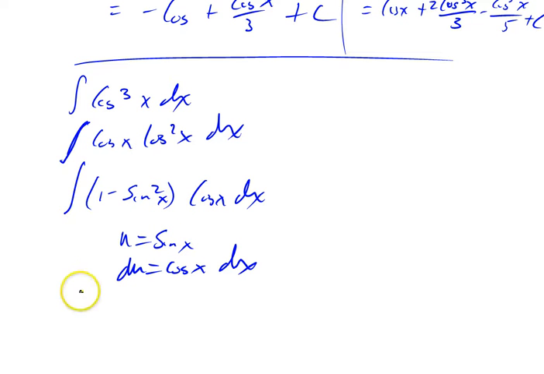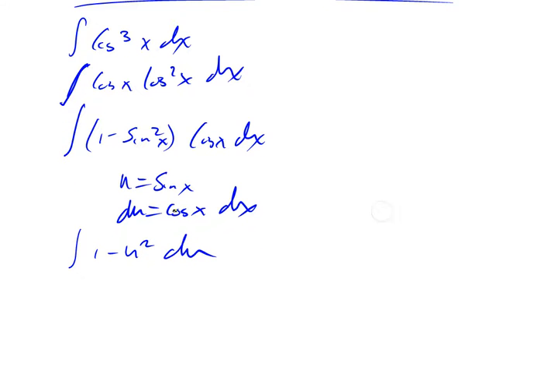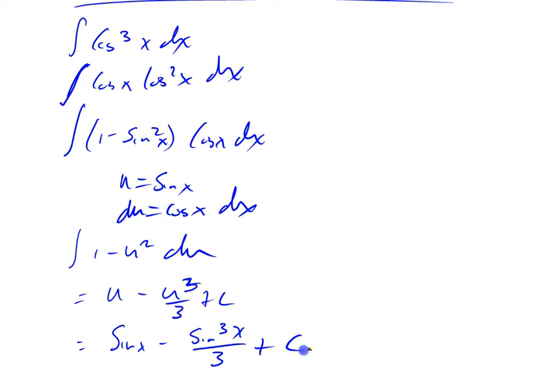Right? Anyway, I've got the integral of 1 minus u squared du. This one's even nicer because you don't have the minus sign floating around there. Anyway, this is u minus u cubed over 3 plus a constant. U was sine x, so sine x minus sine cubed x over 3 plus a constant. Okay, so odd powers of sine and cosine are nice.